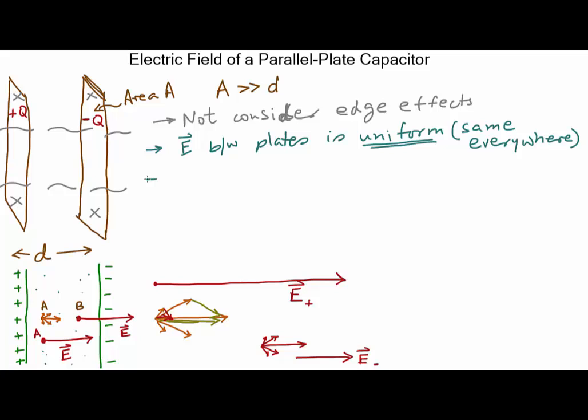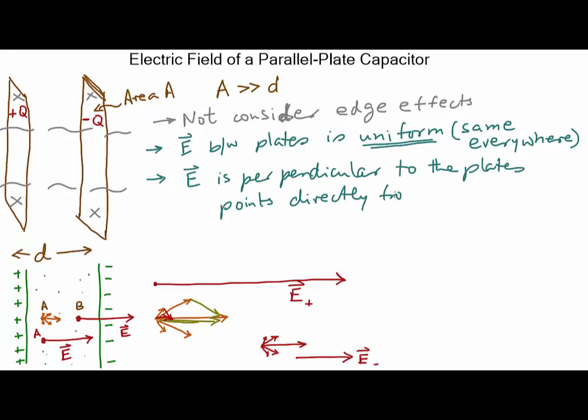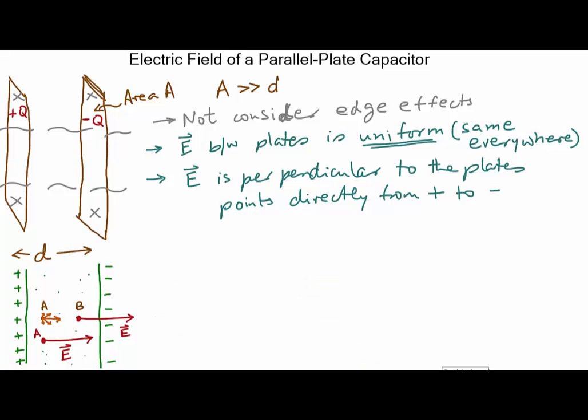Second, we see that the electric field is perpendicular to the plates and points directly from the positive plate to the negative plate. So in this case, since my positive plate was to the left and negative plate was to the right, the electric field at all points between the plates of the parallel plate capacitor will point from left to right as shown here. Okay, qualitatively, those are the key observations.